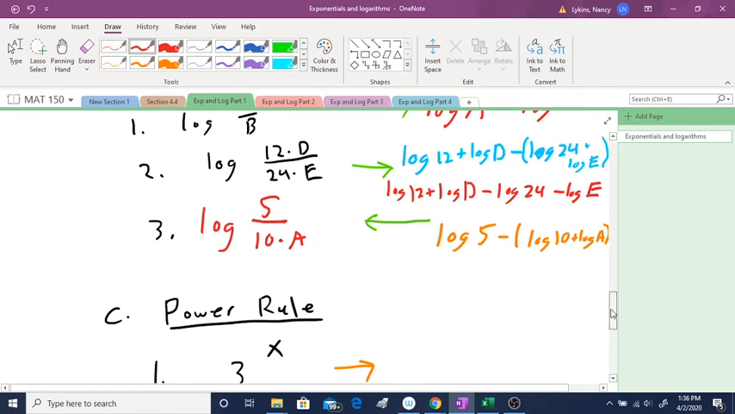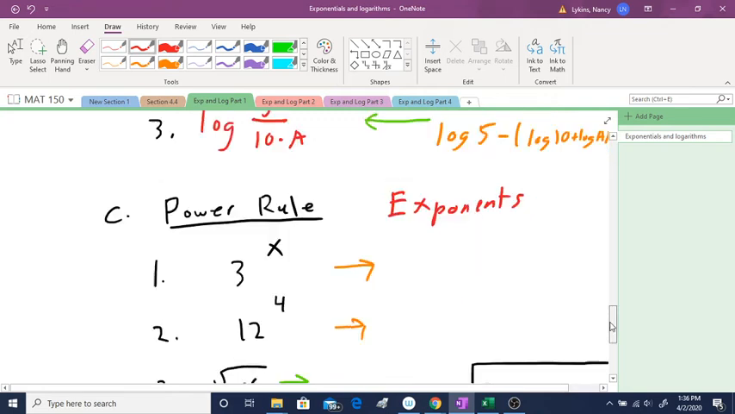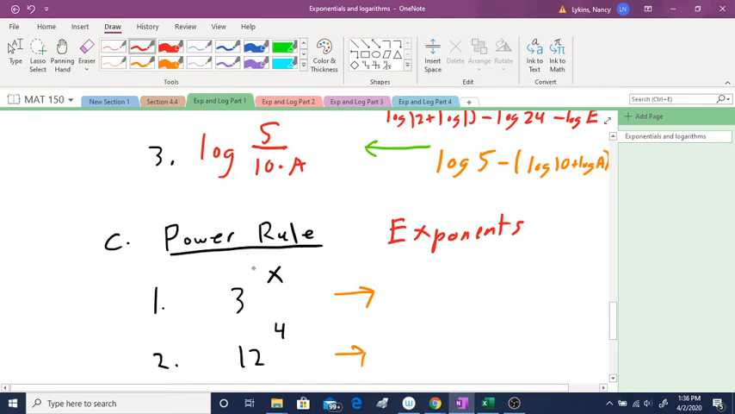Finally, the power rule. So for the power rule, I want you to think of exponents. And to bring the exponent down is going to be key. So let's take a look at the first one right here. You bring x down, and when we do this, this is when the logarithm comes into play. So it'll be x log 3. If I do the second one, same way, I'm going to carry down the 4, so 4 log of the base, which is 12, 4 log 12.